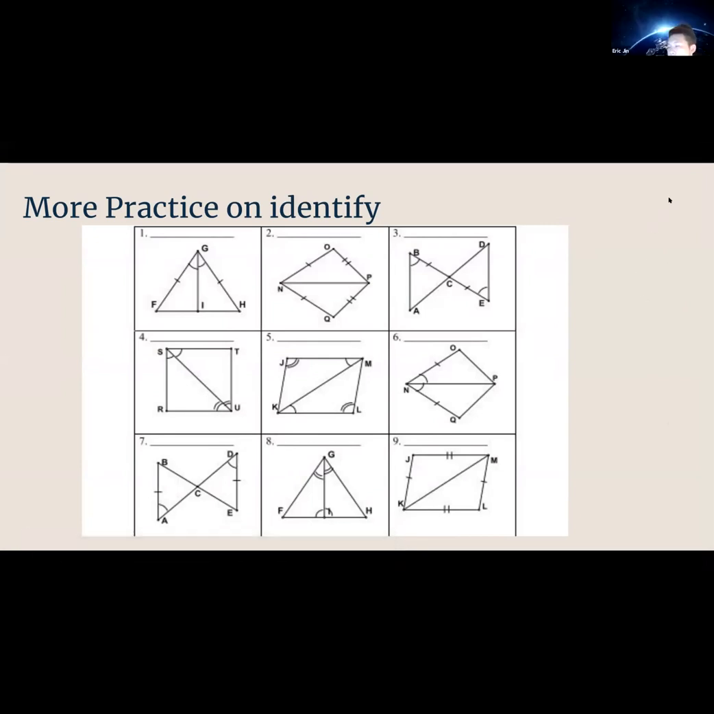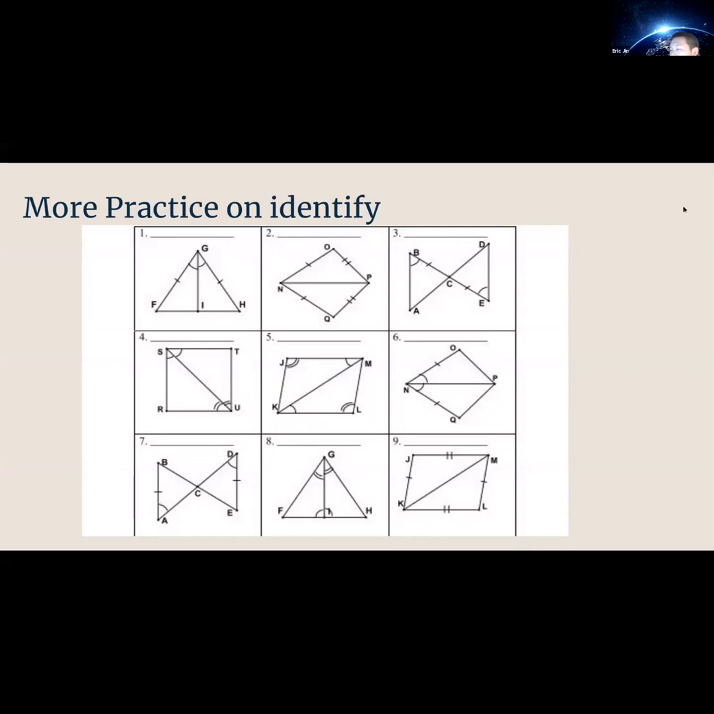For number 5 in the image, you can easily identify that angle J and angle L are congruent, and angle MKL and angle JMK are also congruent. Since the three angles of a triangle always total 180 degrees, the third angle must be the same. So we can know that these two triangles are similar. However, they also have a shared side, which is KM, therefore they're congruent.